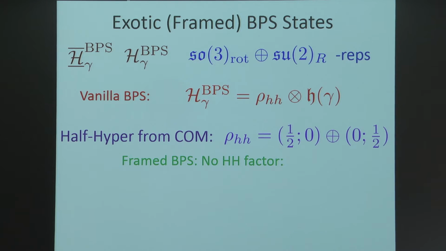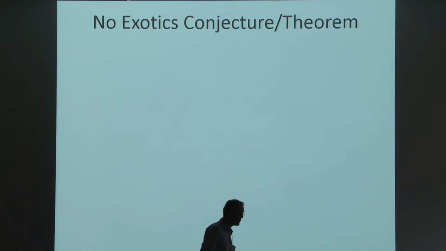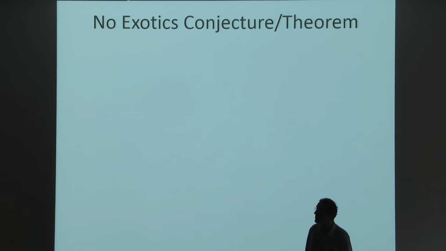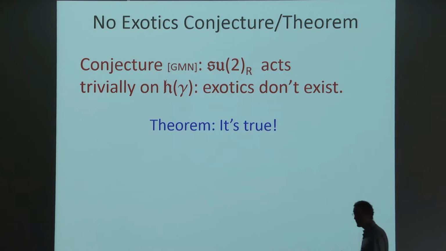In the framed case, there's no translation mode, so there's no half hypermultiplet factor, so let's just call H bar the internal space. Definition. Exotic BPS states are states in H of gamma transforming non-trivially under SU(2) R-symmetry. Okay? The no exotics conjecture/theorem is that they don't exist. That SU(2)_R always acts trivially on H of gamma.